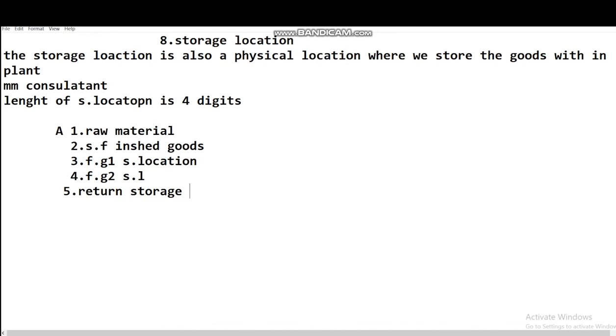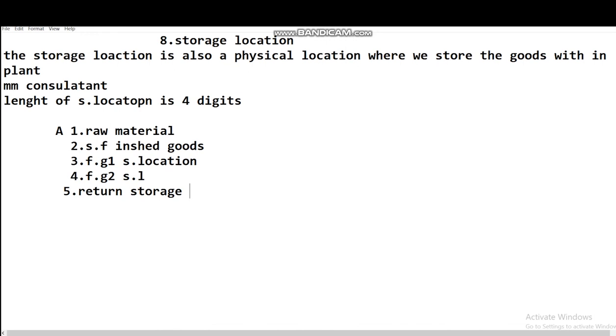Almost all companies will maintain like this, but there is no definite rule to maintain like this. It's their own choice how they are maintaining storage locations inside the plants and how they are naming their storage locations. It differs from one company to another. I am telling you an example: inside the plant we have raw material storage, finished goods storage 1, finished goods storage 2, and semi-finished goods and return storage.